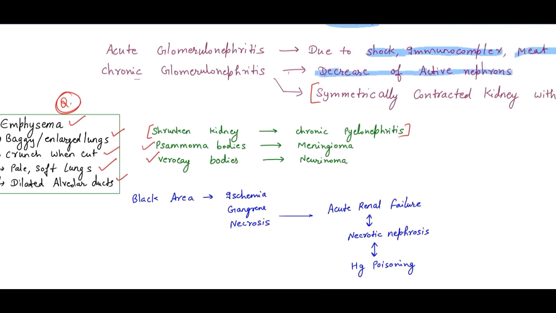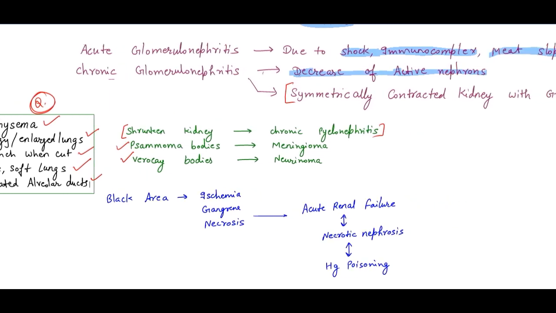Then black area. If you find something black, remember it is necrosis. What is this? Black area means necrosis. That is ischemia, gangrene and necrosis. So remember we have ischemia, gangrene and necrosis. This is the case of a black area. Remember this is the case of necrosis.